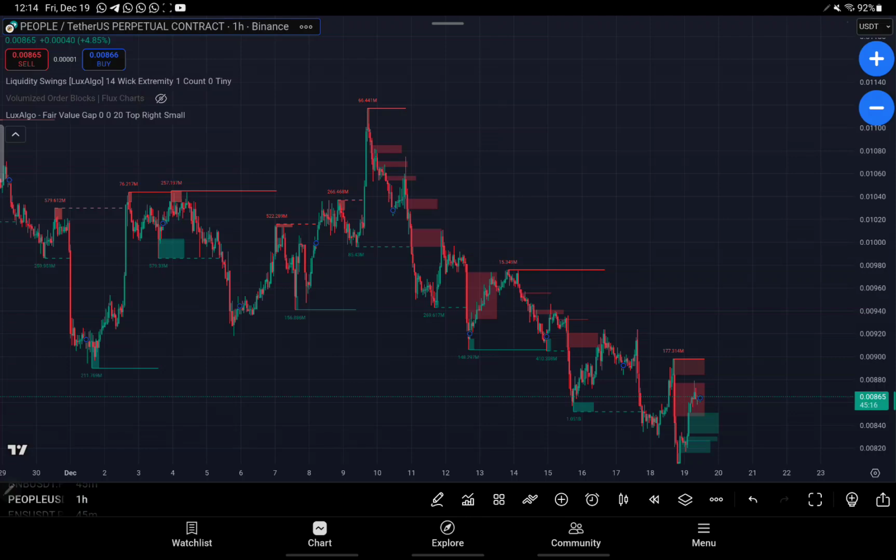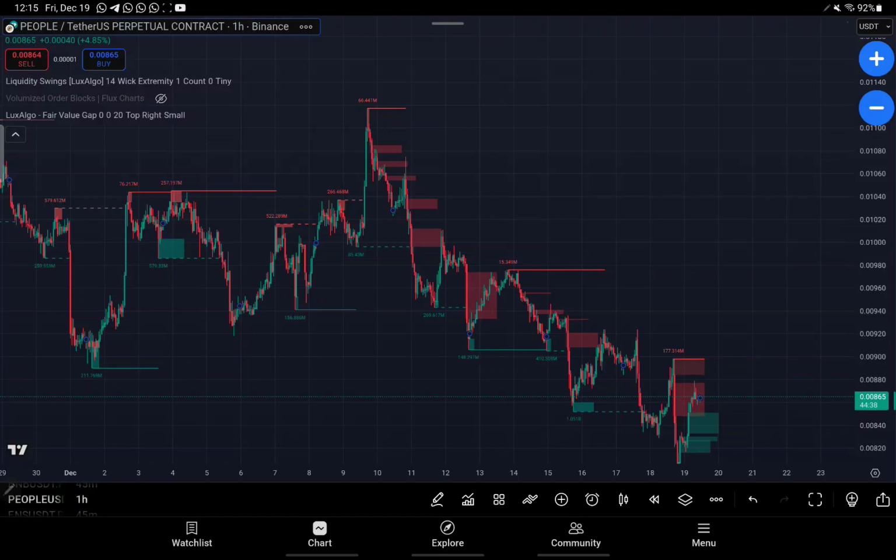Now what does the fair value gap do? There is always a gap in the market when there is an impulsive move. What the market does is that it is going to come back into those fair value gaps. This fair value gap indicator by Lux Algo is going to help you identify where there is a fair value gap in the market. Anytime the market reverses back into those fair value gaps, you are going to make an informed decision for yourself to either buy or sell. It is very, very simple.